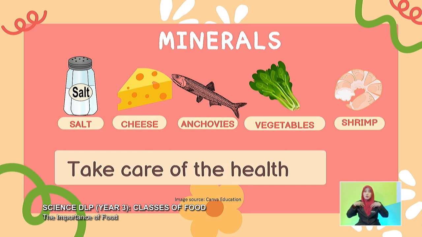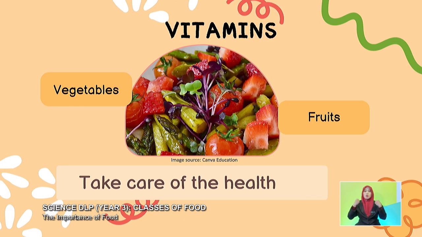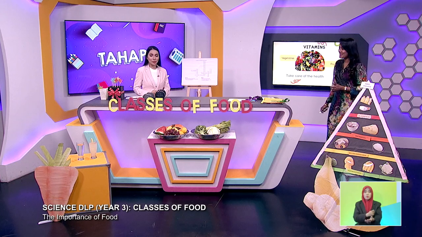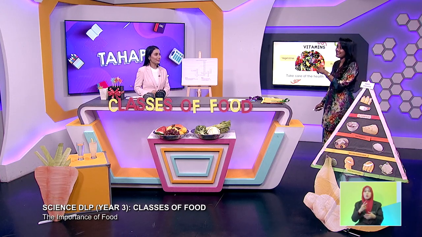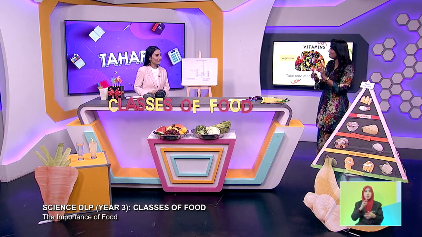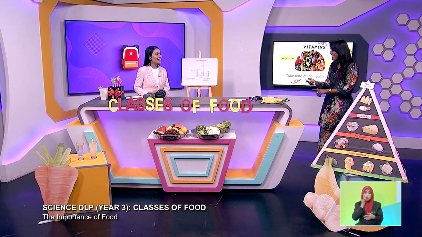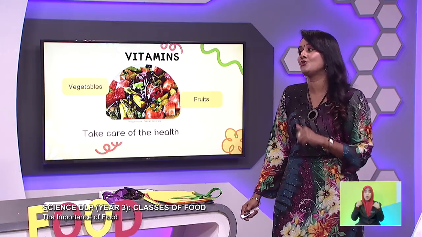Yeah, so vegetables, you take them, it's very good for our health. Okay, so next we can see vitamins. Vitamins also take care of our health. I see. And you have it from vegetables and fruits. Yeah, exactly. Like we said, vegetables and fruits also contain minerals, remember? Yes. And fiber. Same thing, it's also good for our health.